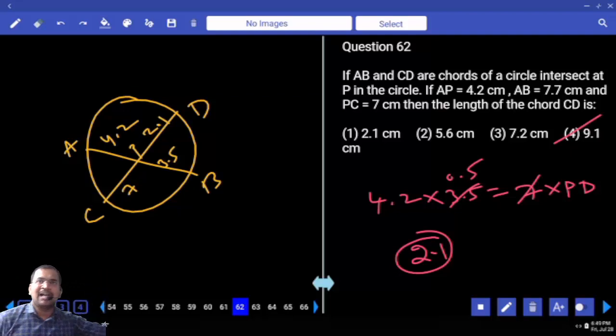If the two chords are intersecting internally or externally. If say for example if you extend externally, 2 secants. Are you clear or not? The relation is same. PA into PB is equal to PC into PD.